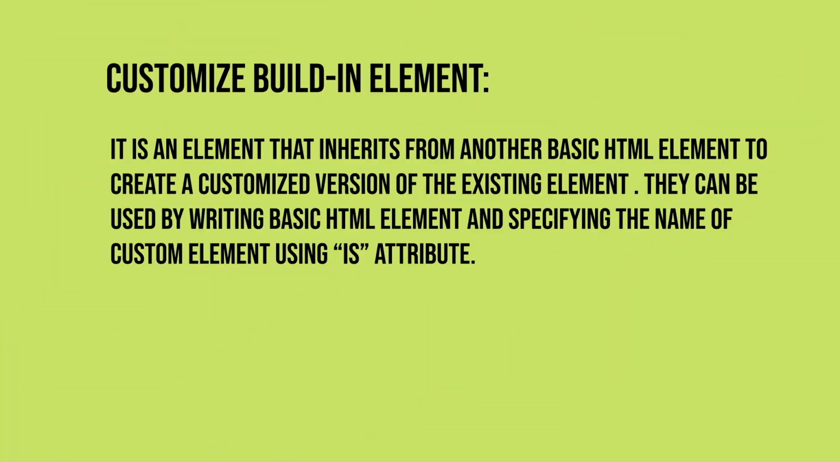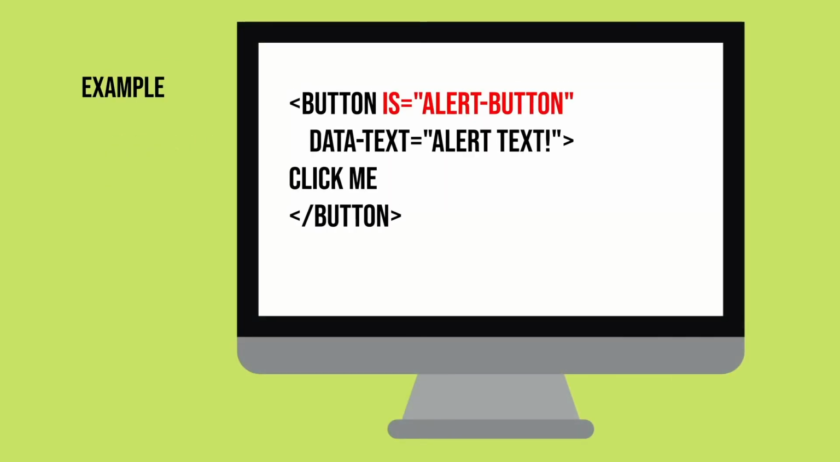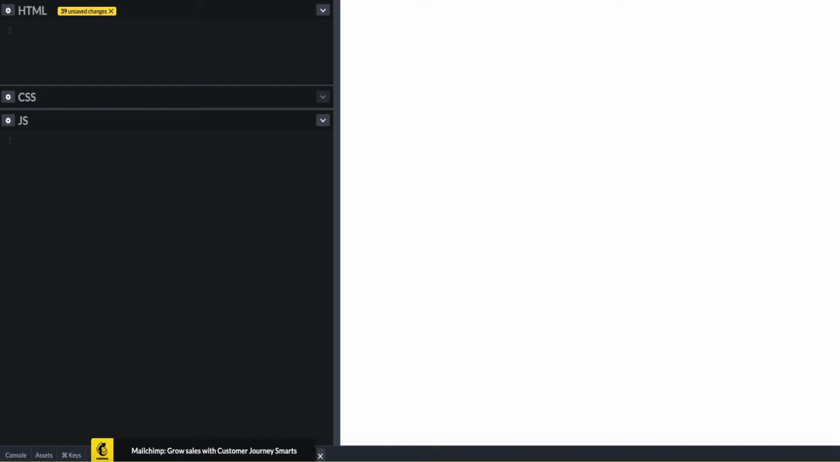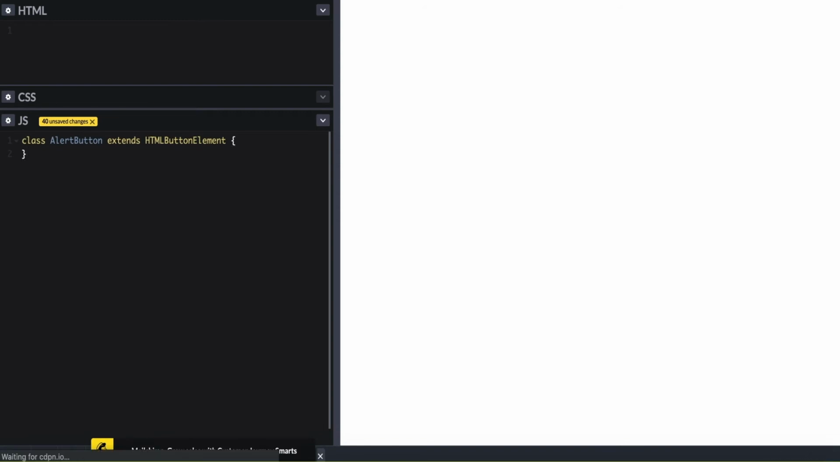Customized built-in element. It's an element that inherits from another basic HTML element, such as button, to create a customized version of the existing element. They can be used by writing basic HTML element and specifying the name of a custom element using is attribute. For example, here, alert button is a custom element which extends HTML button element. Now, let's build a customized built-in element ourselves. We will create an alert button class by extending HTML button element. This is the start of our customized built-in element.